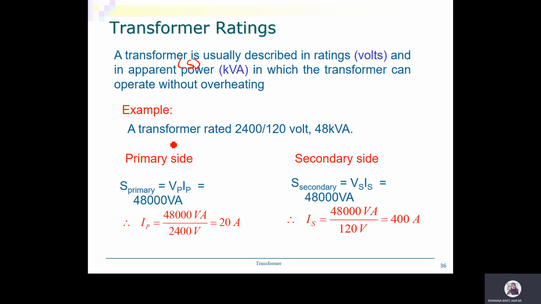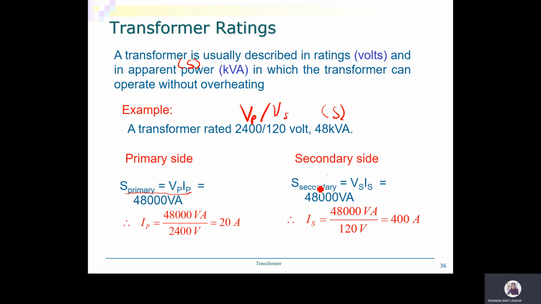For example, a transformer rated 2400 over 120. You know 2400 is V primary, and 120 is V secondary. Then 48 kVA is your S. You use this formula to get the current, IP.